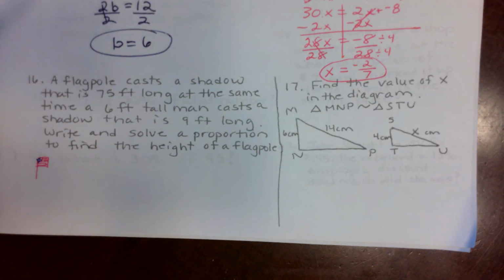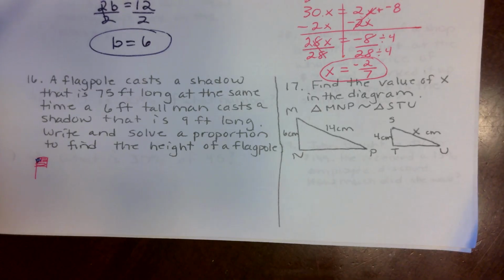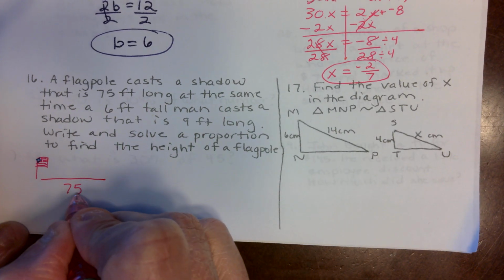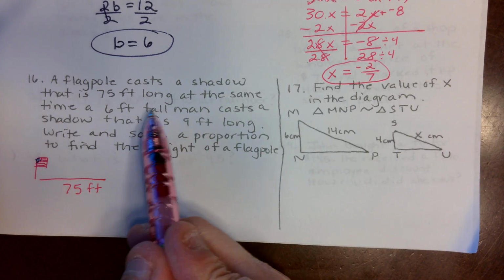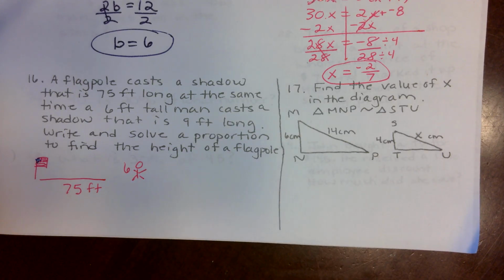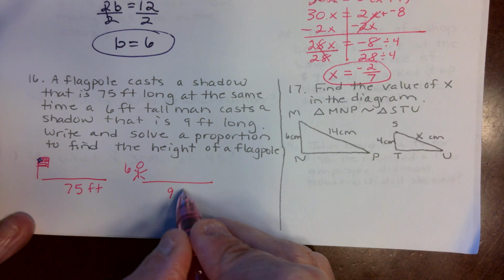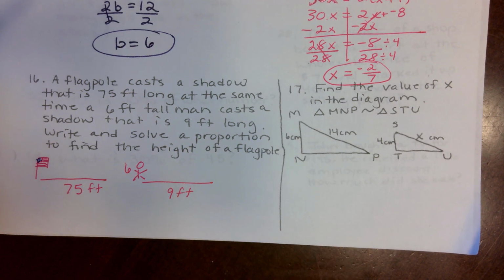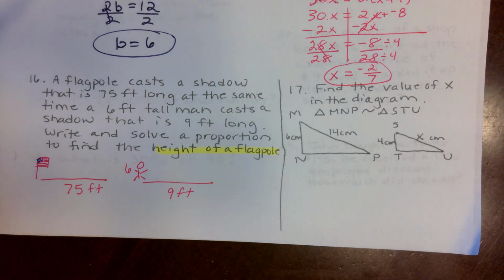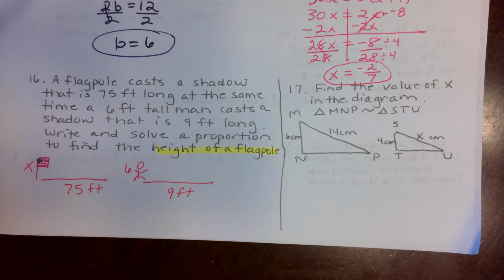The flagpole casts a shadow of 75 feet. So that's 75 feet. At the same time, a 6-foot tall man, draw your stick figure, 6 foot, just like Mrs. Silva, casting a shadow 9 feet. Okay. Write and solve a proportion to find what? What are we trying to find? The height of the flagpole, x.